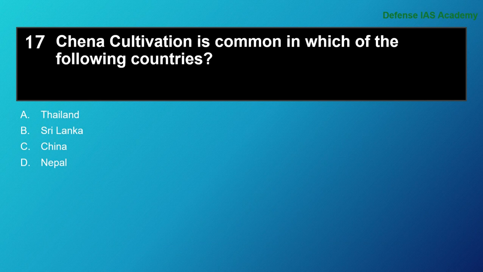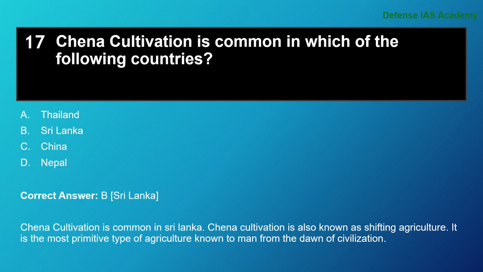Next question. Chena cultivation is common in which of the following countries? The answer is option B, Sri Lanka. Chena cultivation is common in Sri Lanka. It is also known as shifting agriculture. This is the most primitive type of agriculture known to man from the dawn of civilization.